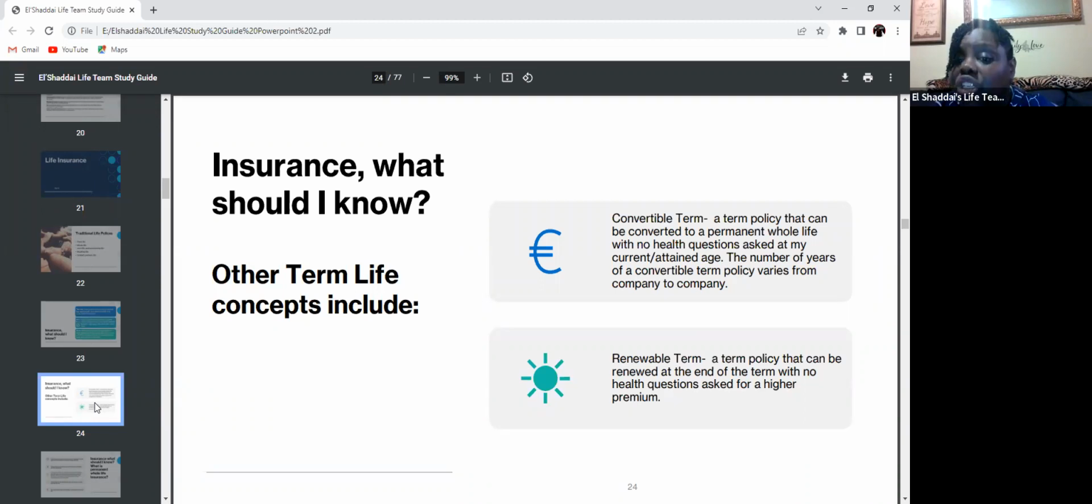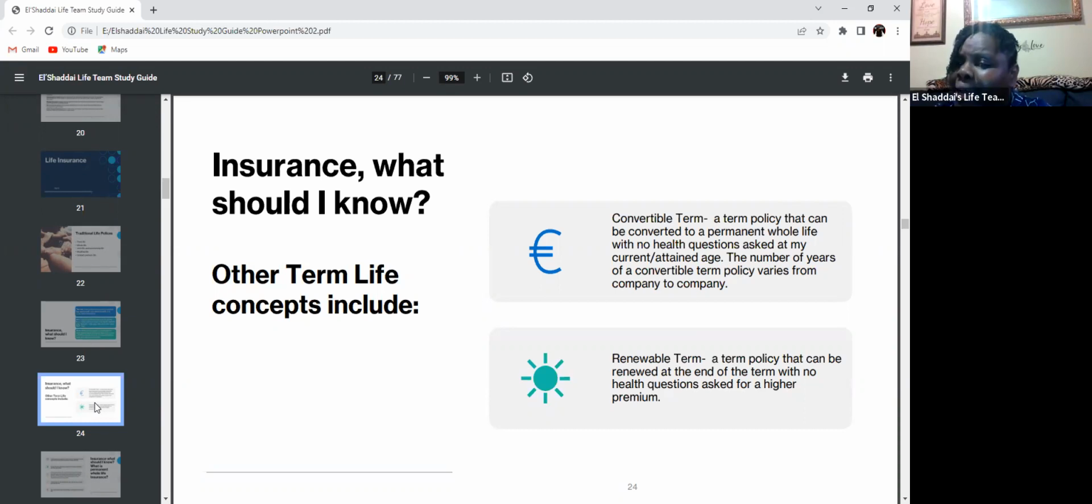With no health questions, that policy can convert from a term to permanent with no health questions asked by the current or attained age. The number of years of a convertible term policy varies from company to company. What is a convertible term? A term policy that can be converted to a whole life policy. That's what convertible means, okay? No health questions asked.